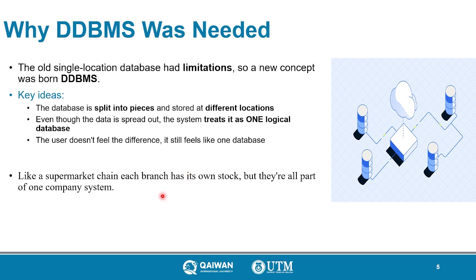Just imagine you have a supermarket chain, and each supermarket has its own stock. For example, any of the supermarkets in Suleimania have their own stock, but there would also be a warehouse that all of them could go to and take any item that they want.